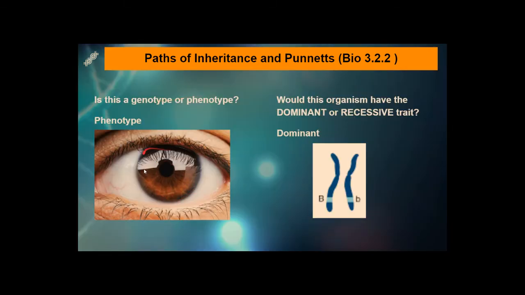So this right here is a phenotype because it's physical, it's eye color. Now this is asking, would this organism have a dominant or recessive trait? They have a capital B and a lowercase b. If this is Mendelian, then they would have the dominant trait because they have at least one capital letter.